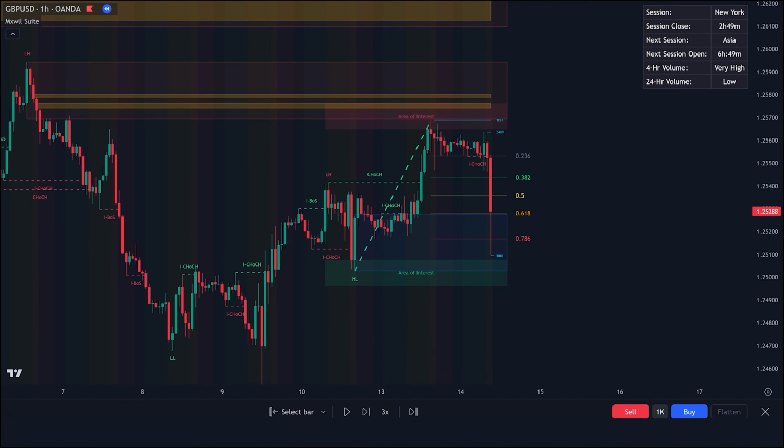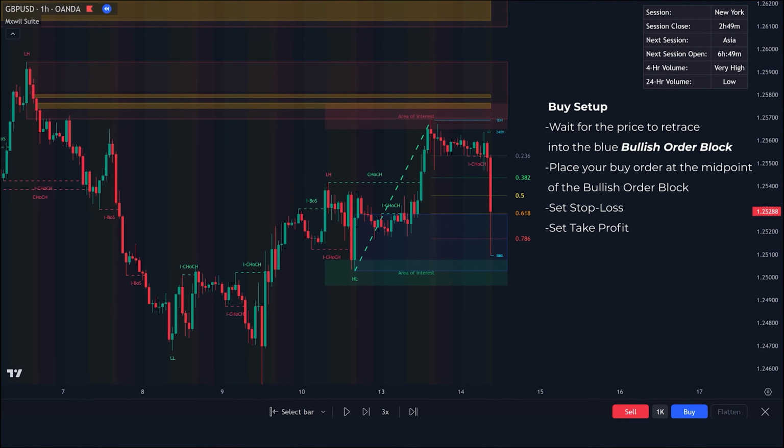Buy entry scenario with order block. The Maxwell Price Action Suite indicates a strong bullish trend, as evidenced by the price making higher highs and higher lows. Given this upward trend, we will be looking for a buy opportunity using the indicator bullish order block. The bullish order block is highlighted in blue.